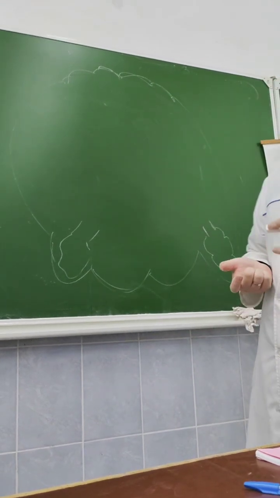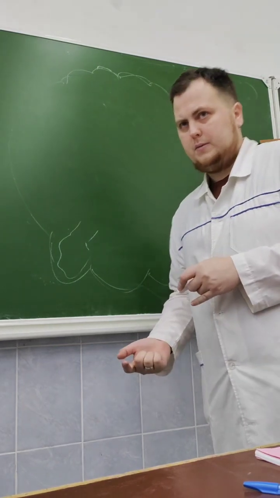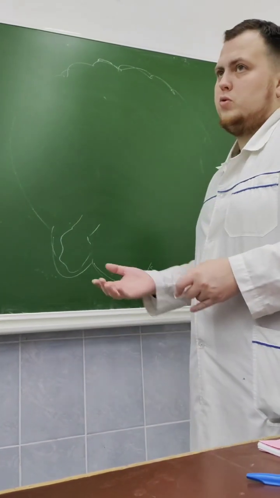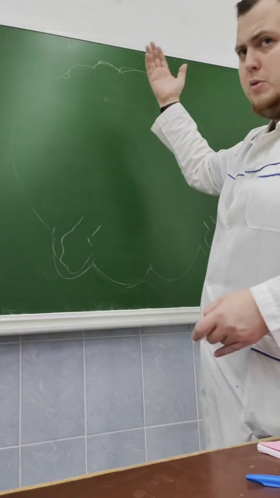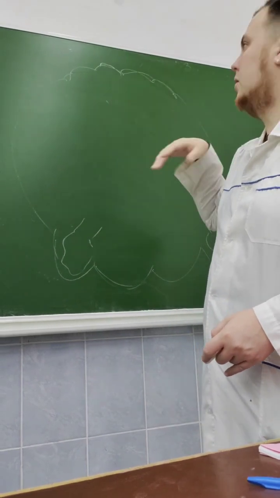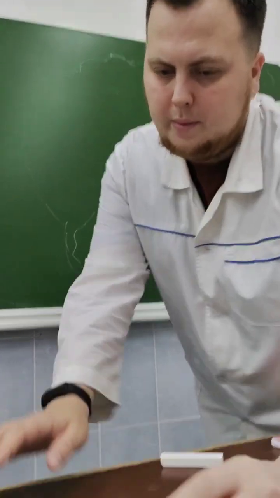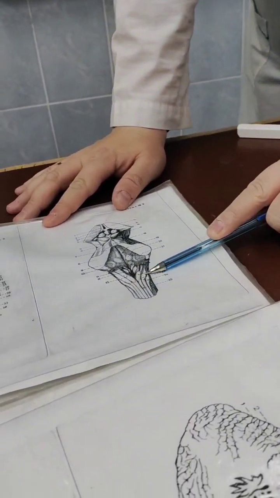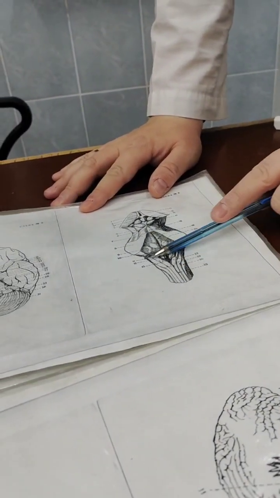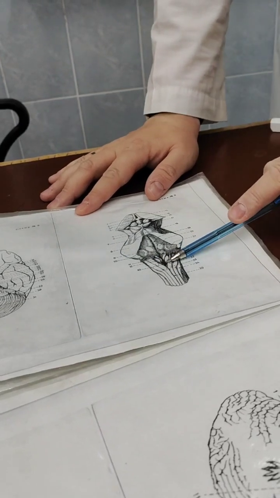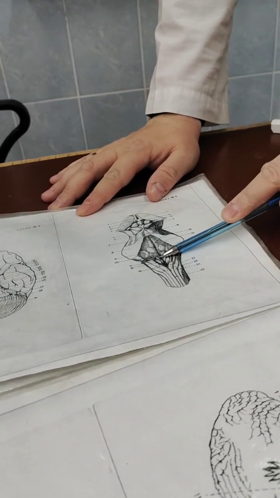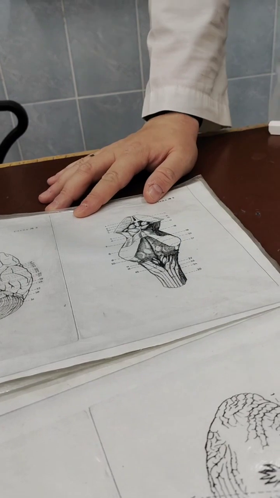Also, we have nuclei of cranial nerves from 9th to 12th pairs. So these are the groups: reticular nuclei, olivary nuclei, then nuclei of cranial nerves. Most of them are located above this level, that's why we can't see them here, because I drew you this cut, and most of the nuclei of cranial nerves are located a bit above this level.